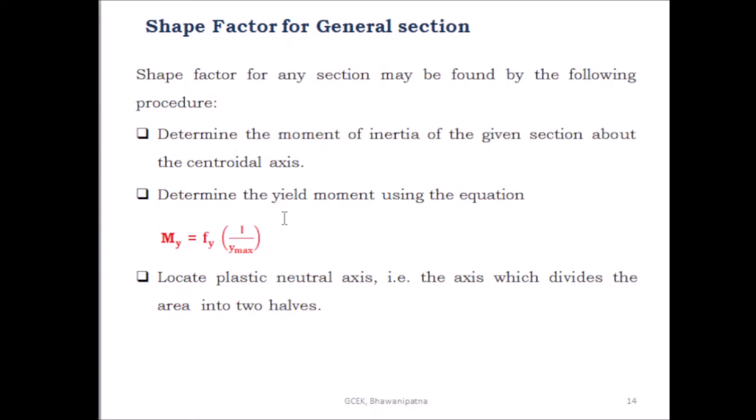Then determine the yield moment using the equation. This is the equation: My is equal to fy into I by y max. So using this equation you can find out the yield moment.